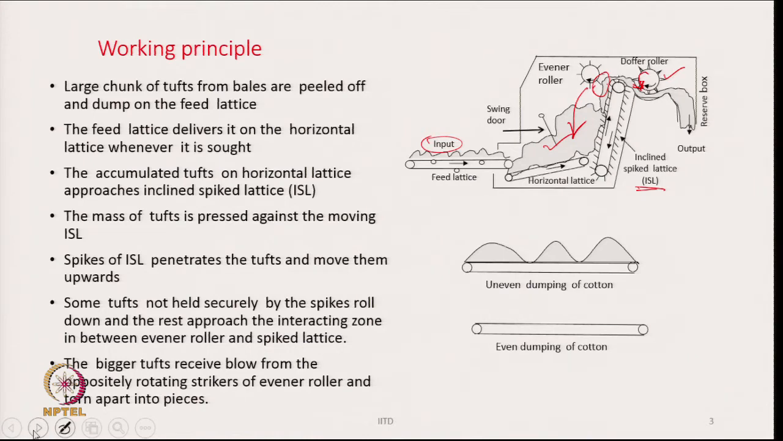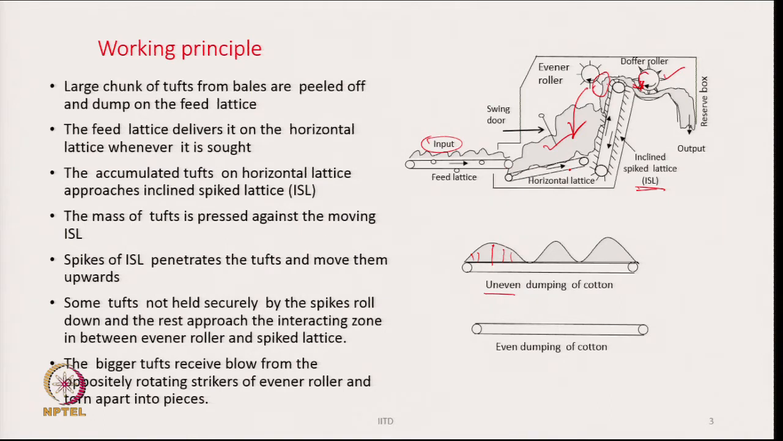Now, while dumping cotton tufts on the feed lattice, normally what happens is that if we dump in a manner as shown here, the middle part is quite thick and on both sides the thickness is less and less. If we dump in this manner, this is not the right way of dumping material on the feed lattice, because this will affect the amount of feed by the feed lattice on the horizontal lattice.